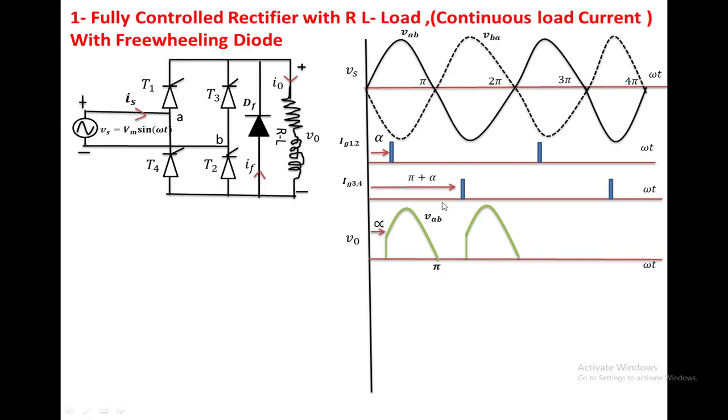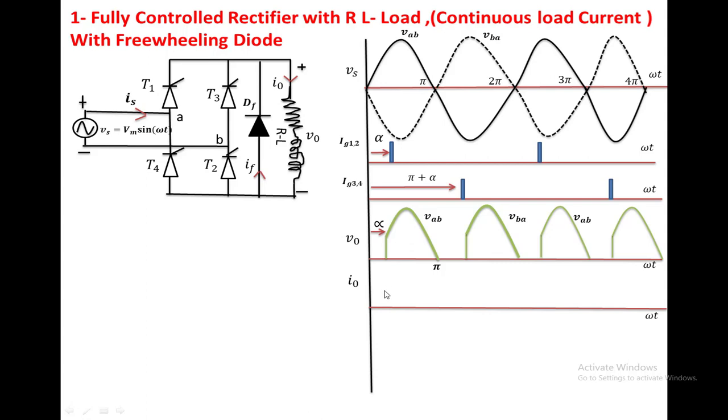Again at 2 pi, the load is subjected to the negative voltage, so DF is on. Once DF is on, the output voltage is 0 up to 2 pi plus alpha. The same circuit operation will be repeating. If we draw the output current waveform, here we have taken the continuous load current.